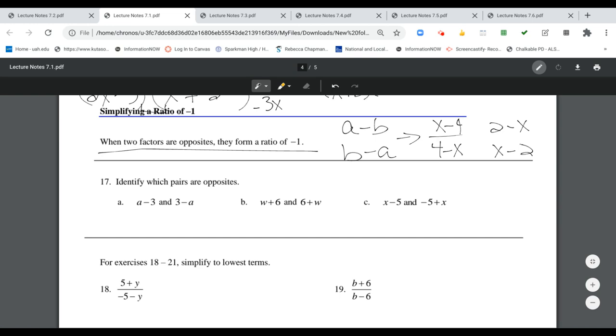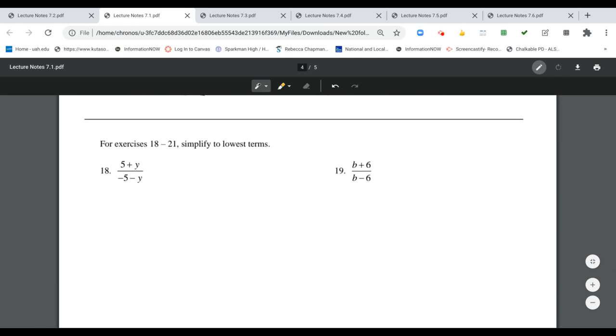Now, if opposites just so happen to appear in fractions, they cancel and equal a negative 1. So you need to be on the lookout for opposites. They will cancel. Now, these are opposites. These are not opposites because they are not subtraction problems. And these are not opposites because the 5s are still negative and both x values are still positive. Just because they flipped the order does not make them opposites. It has to be A minus B and then B minus A.